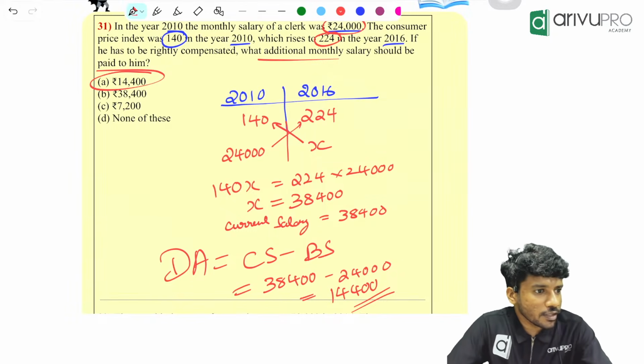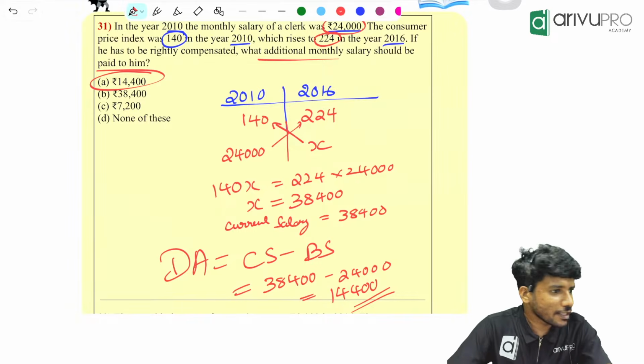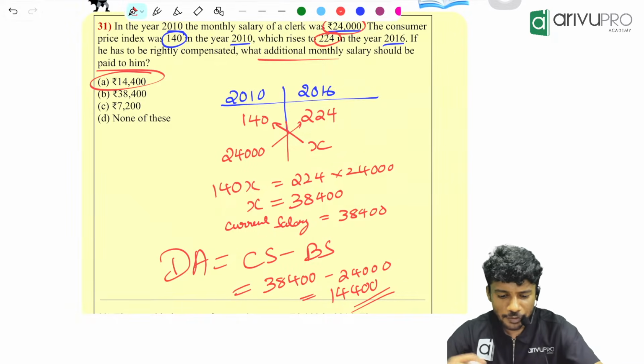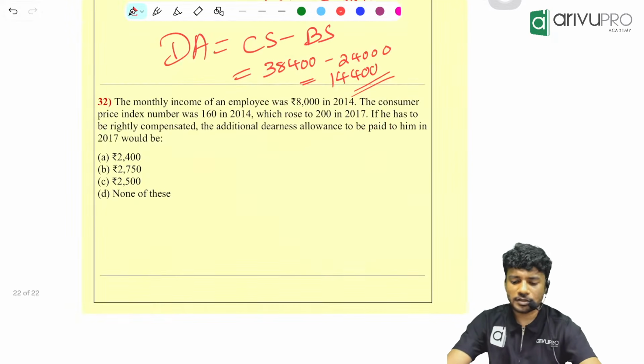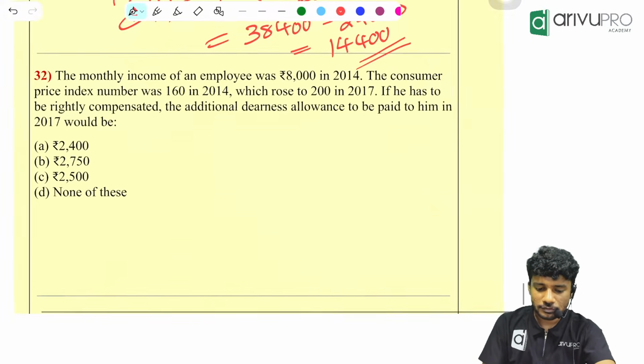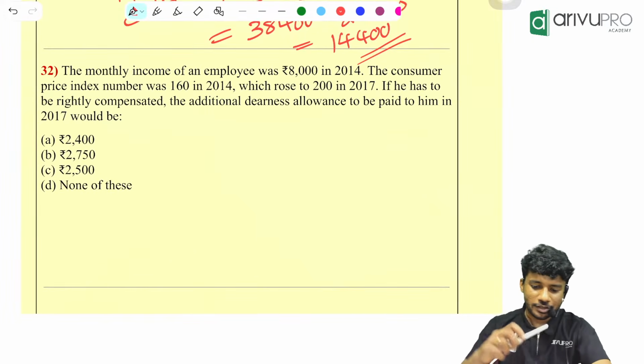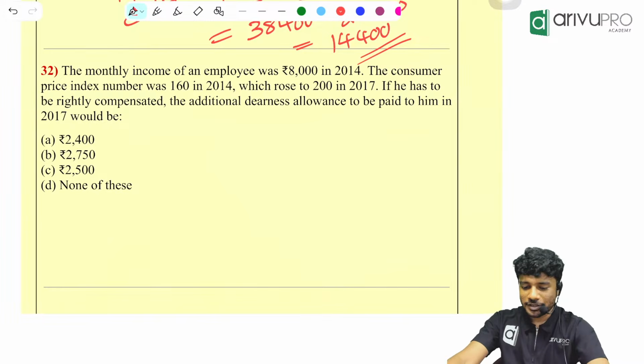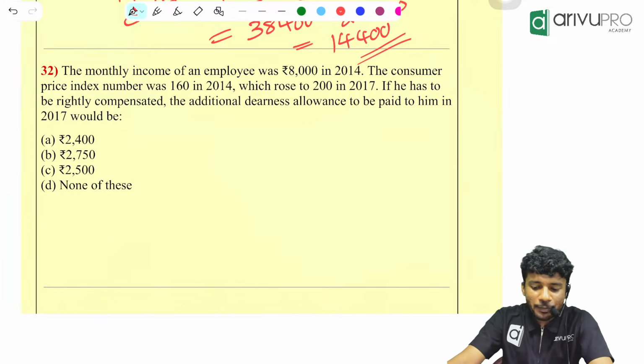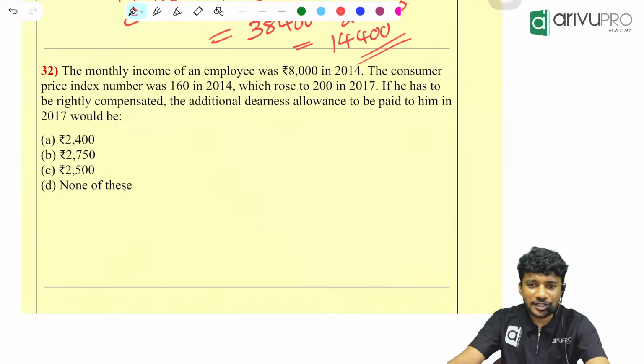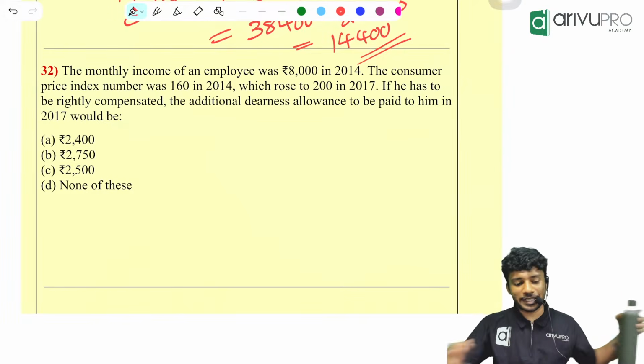Done. Got it? Everyone got it? Clear for everyone? If so, try this. Another question. Same concept. Try to do it. If the base year index is not given, we will take it as 100. But here the base year index is given. So you are lucky. Please give me the answer.